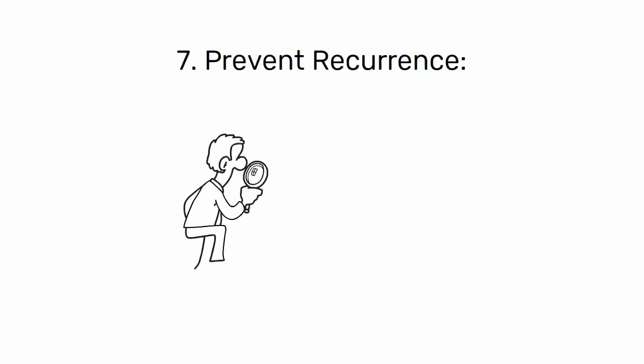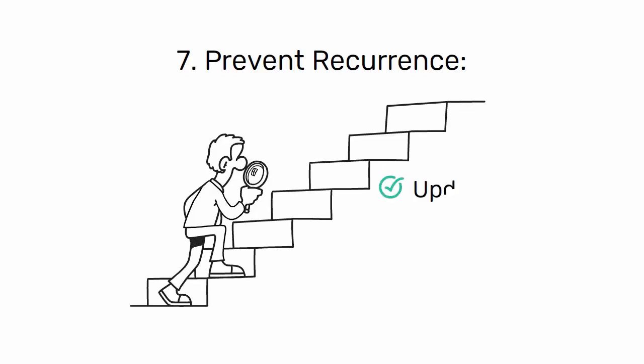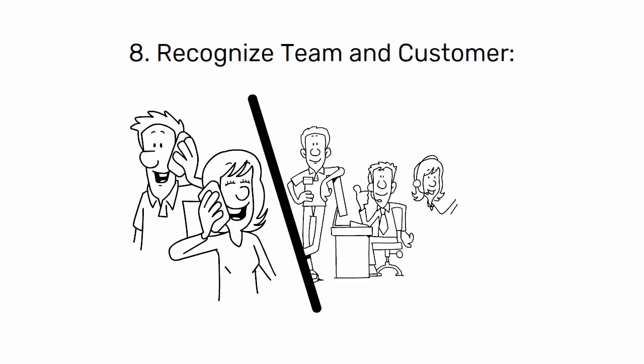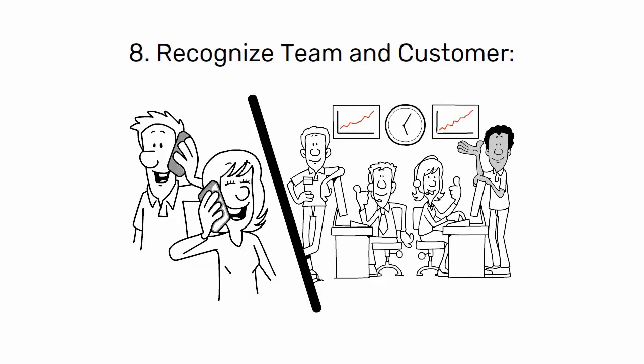7. Prevent recurrence. Take steps to prevent the problem from recurring in the future, such as updating processes, procedures, and training materials. 8. Recognize team and customer. Acknowledge the efforts of the team and the customer and close the problem resolution process.